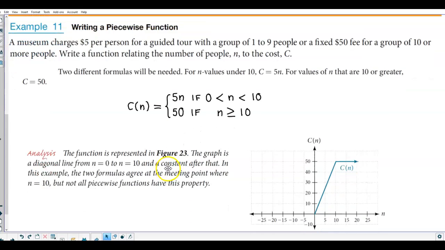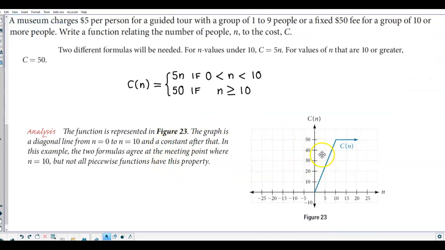Now, an analysis of the function is represented in this figure. The graph is diagonal from n equals 0 to n is equal to 10. So you can see here that this is between 1 and 9. So that's why it's diagonal. And then a constant after that because it is going to cost $50 regardless of how many people are after that.